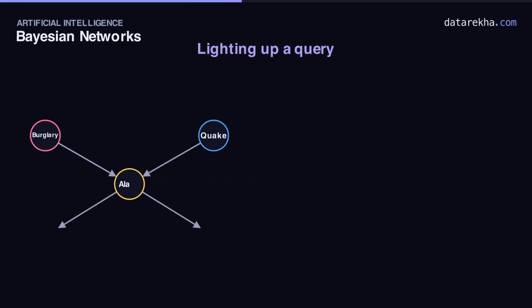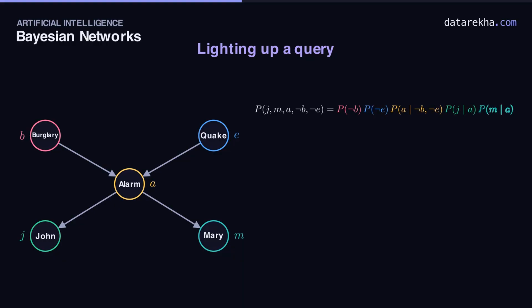Let's compute one. Tonight, both neighbors called, and the alarm fired. But there was no burglary and no earthquake. A pure false alarm. What's the probability of that exact scenario? The factorization hands us the recipe. It's the product of 5 table entries.